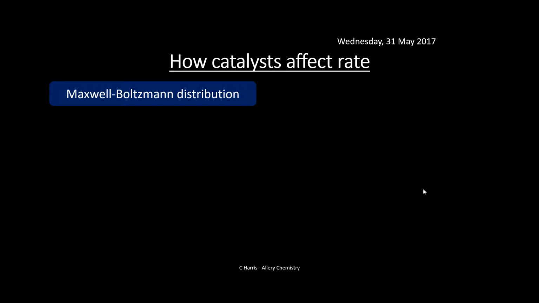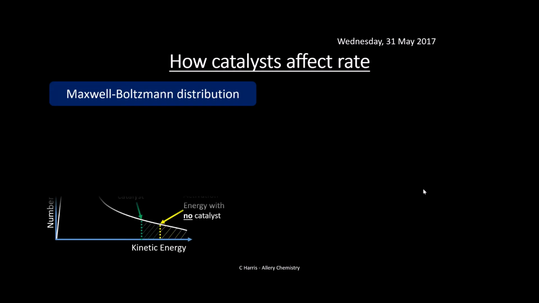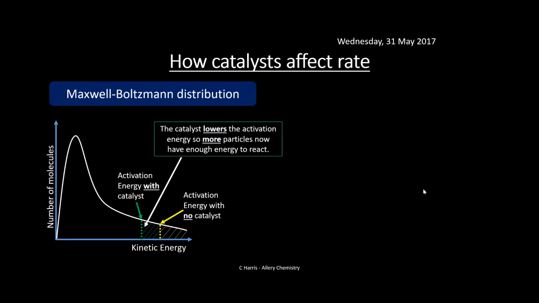Okay, so how does a catalyst affect rate? We're going to look at both diagrams here. So we're going to look at the Maxwell-Boltzmann distribution first. And you can see here that the catalyst has actually lowered that activation energy. So we've shifted that further to the left. So we've got more particles now with enough energy for them to react. So you can see here that we've got an activation energy with no catalyst, and here's the activation energy with a catalyst shifted to the left. We now have a larger area under this graph here.